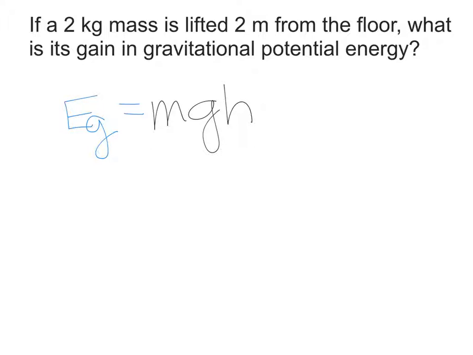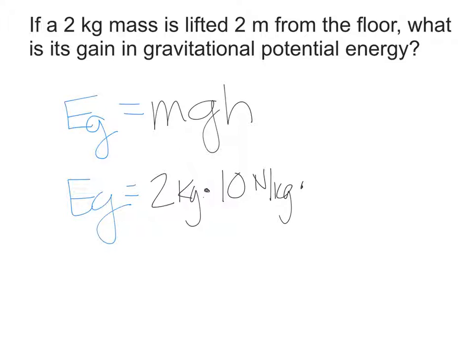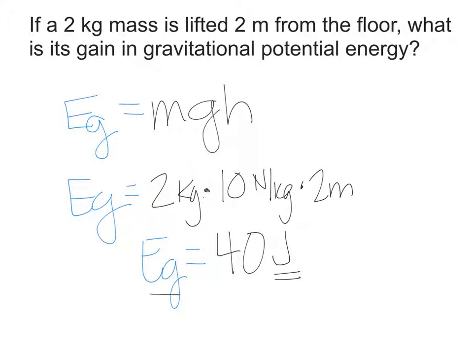The gravitational potential energy formula is Eg is equal to mgh. Since we know the m and the g and the h, we can easily solve this problem. Plug in for the 2 kilograms multiplied by 9.8 or 10 newtons per kilogram on the Earth times the height, 2 meters. We get an answer of 40, and remember, joules, because it's a measurement of energy.